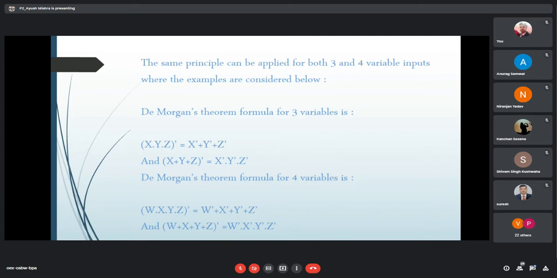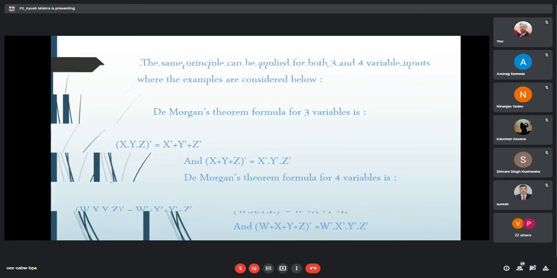For example, here we have x dot y dot z whole complement, which is x complement plus y complement plus z complement. Similarly, with the second theorem of De Morgan's, we have x plus y plus z whole complement as x complement dot y complement dot z complement. We can further extend this result to n variables and solve accordingly.